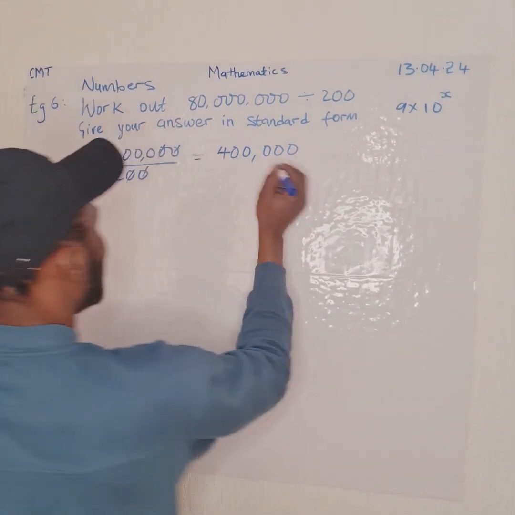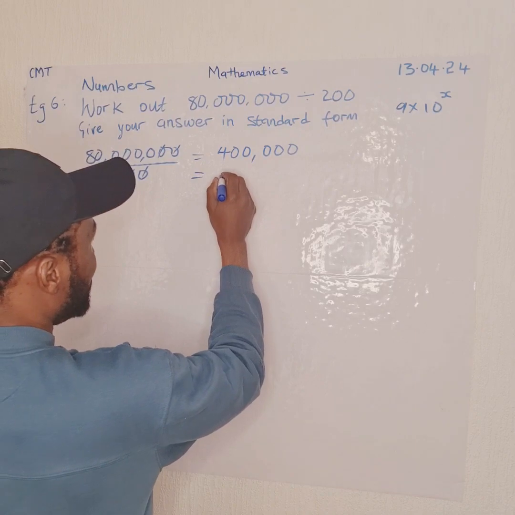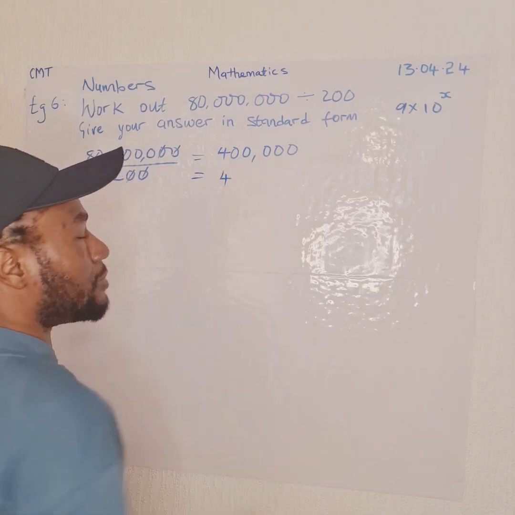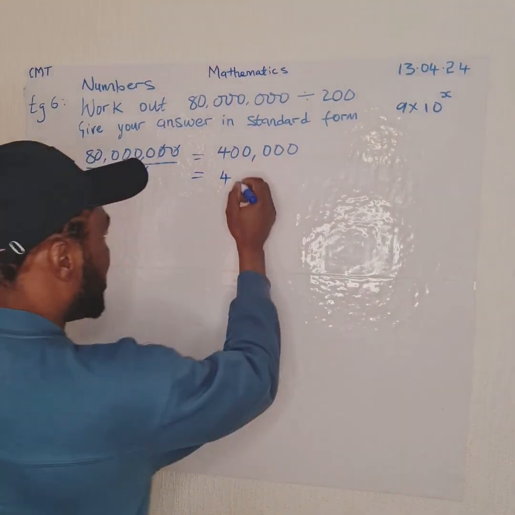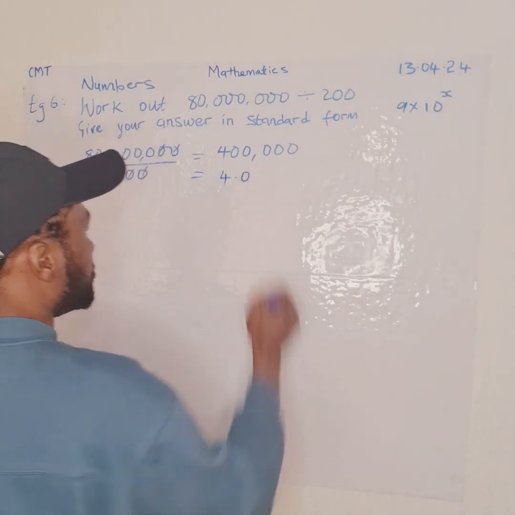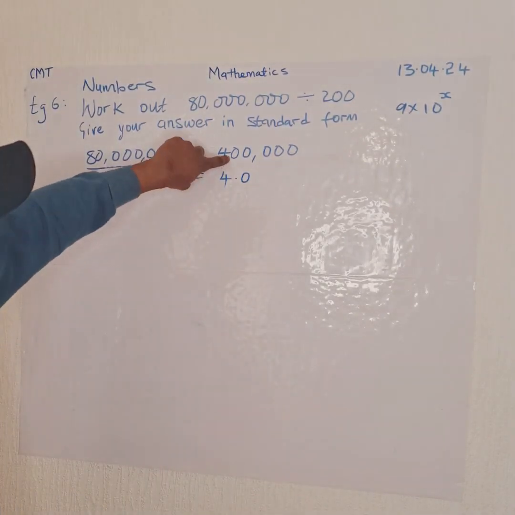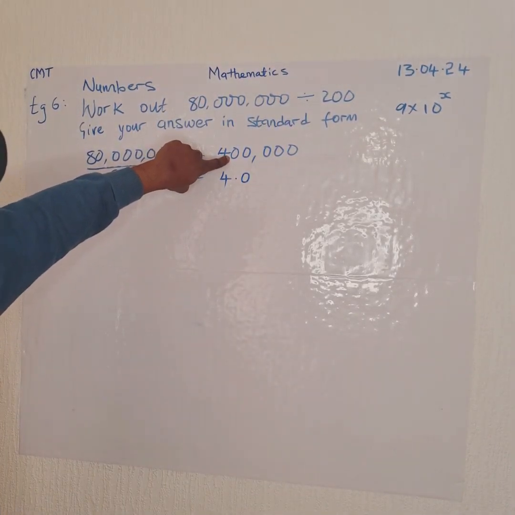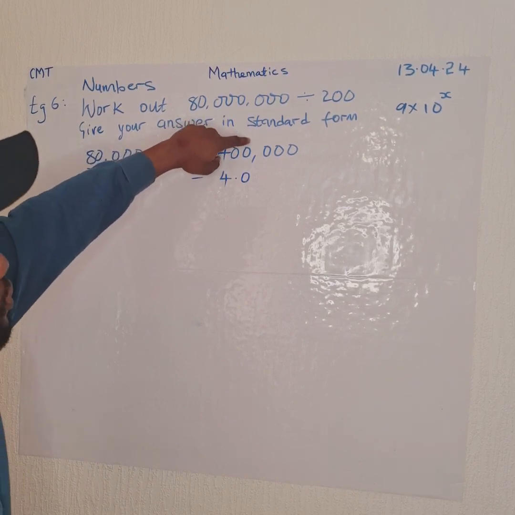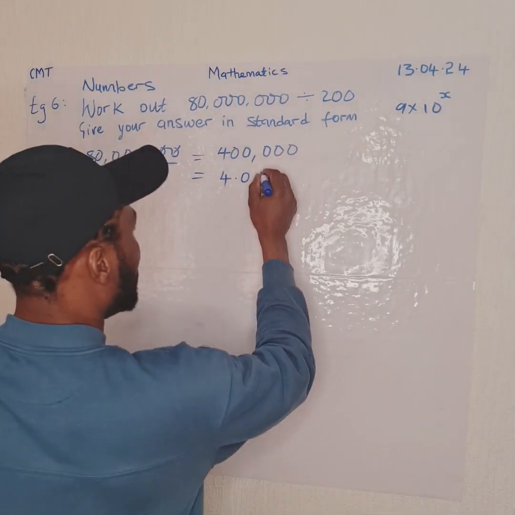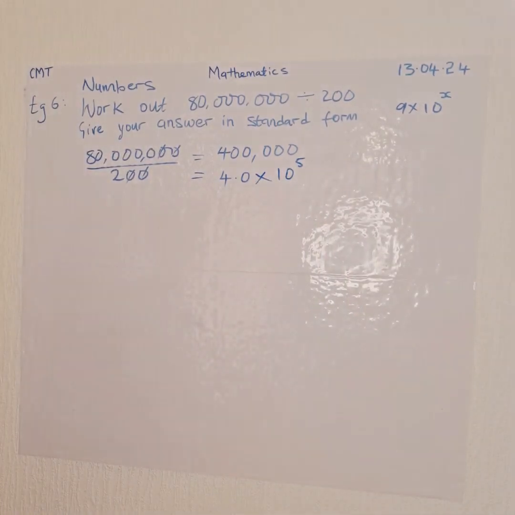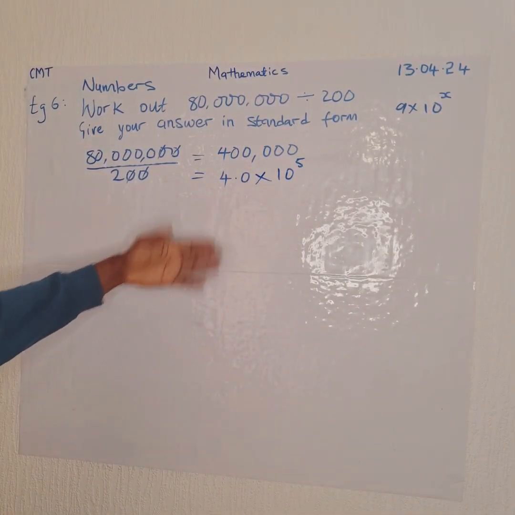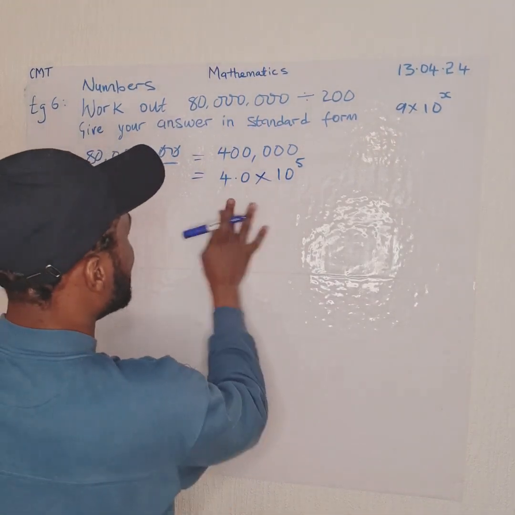Good. So to put this in standard form, let's pick the integer or whole number 4. We put 4.0, then we count the zeros, or the rest of the numbers in front. Count with me. 1, 2, 3, 4, 5. Multiplied by 10 raised to the power 5. That's the correct answer.